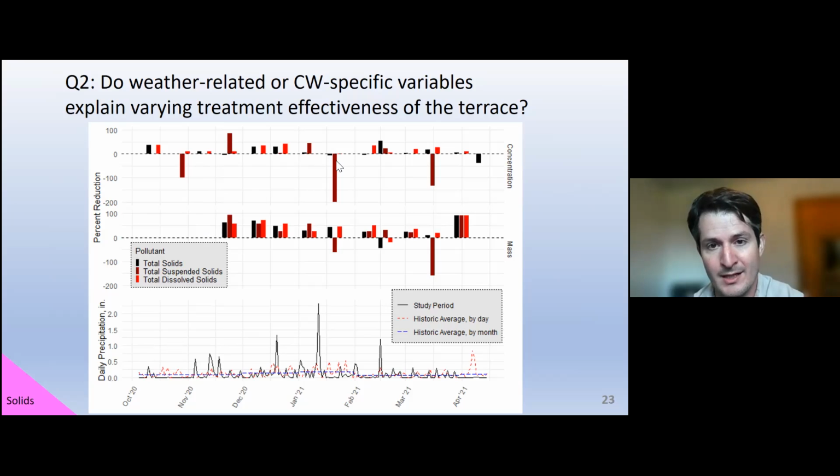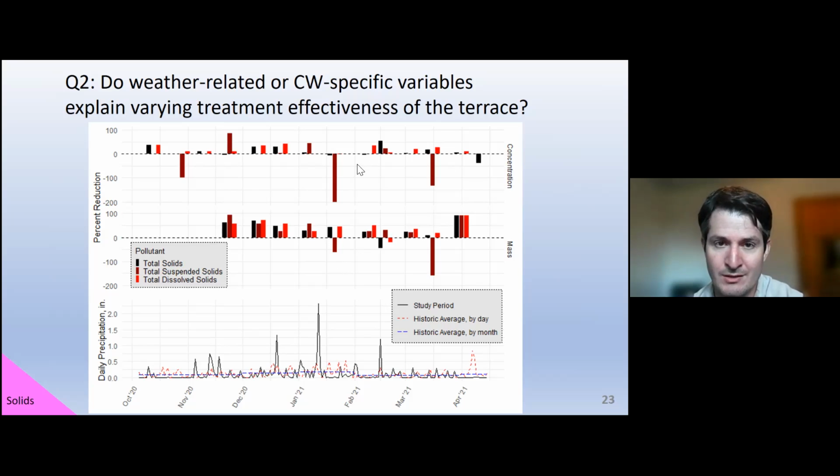And so a lot of these negative bars are on the total suspended solids pollutant. So that to me says that on a couple events we saw TSS being exported from the system. But if we recall the graph before, there really wasn't much TSS in there to begin with. So it's probably changes in small numbers being reflected as huge percentages.